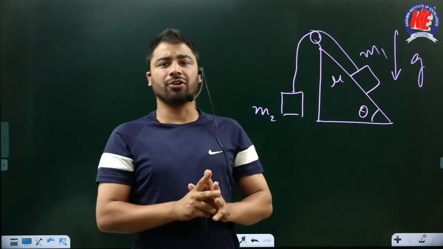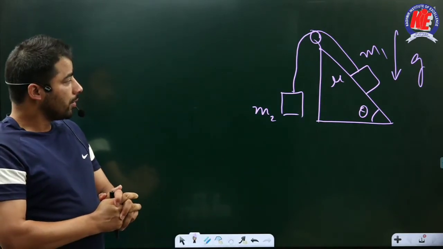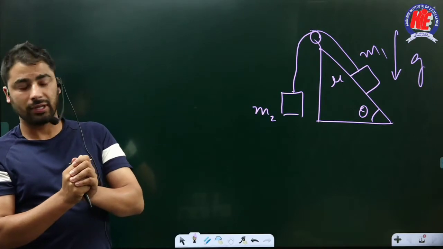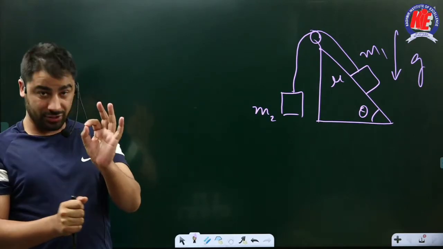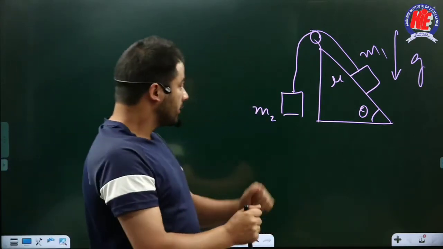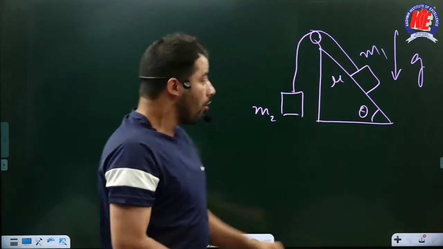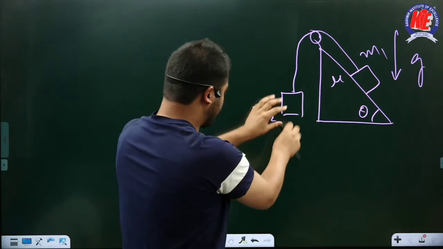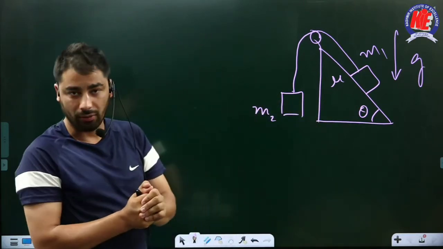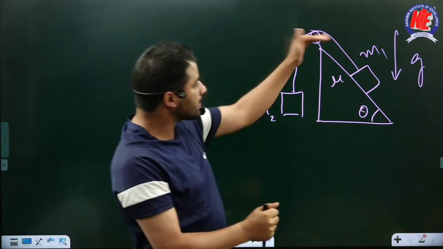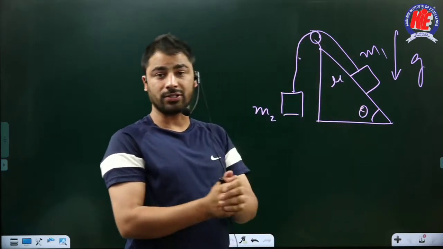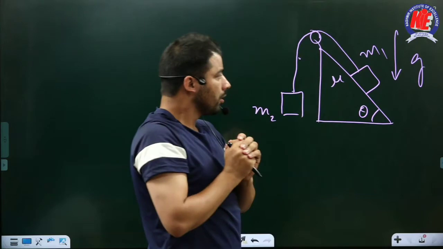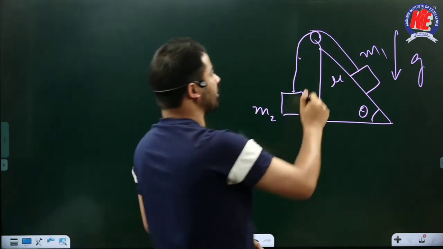Now what's my point of interest here? Basically I want to find some unknowns. At the first place, the very important thing is that this is a connected motion problem. Whatever acceleration this block has, with the same acceleration this block will move as well. Because it's a massless string, the tension that develops in the string will be the same at every point on the string. As a result, I have the tension here.